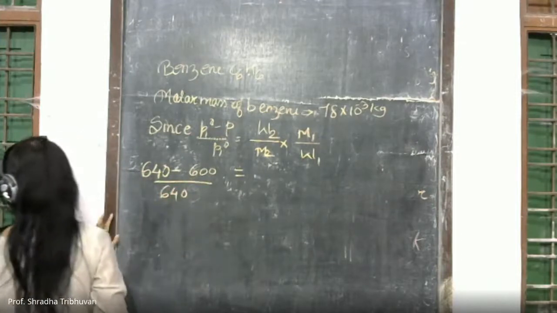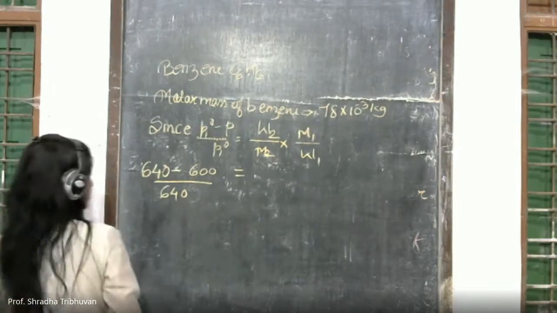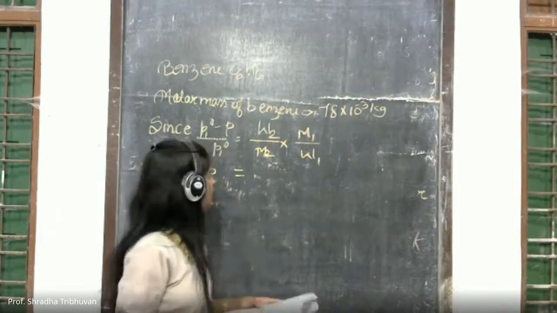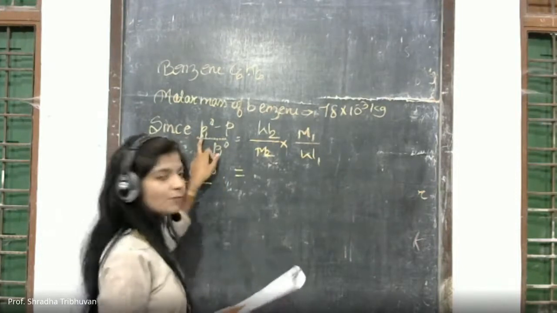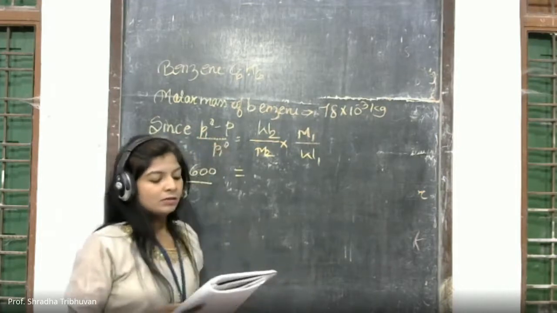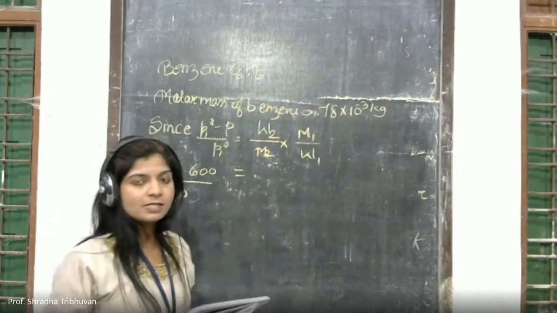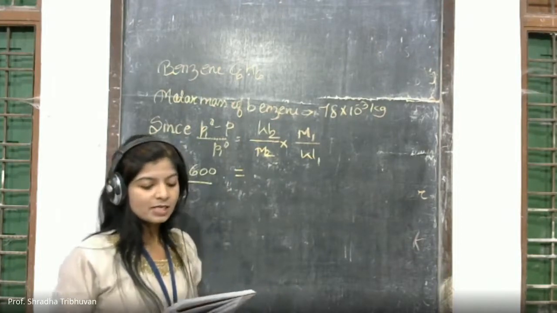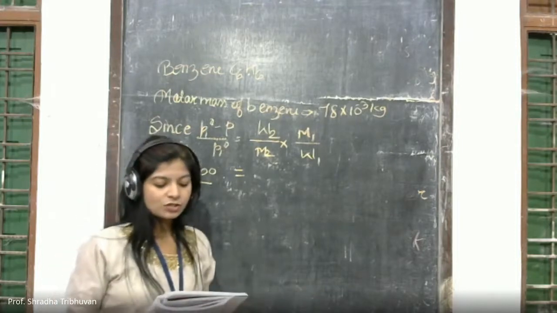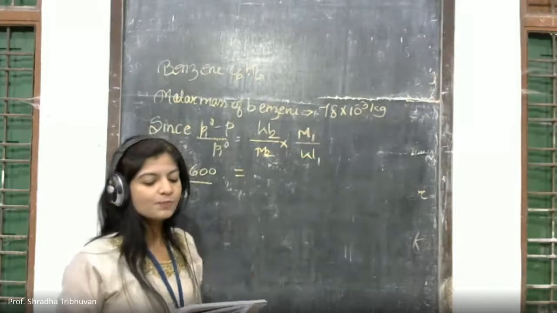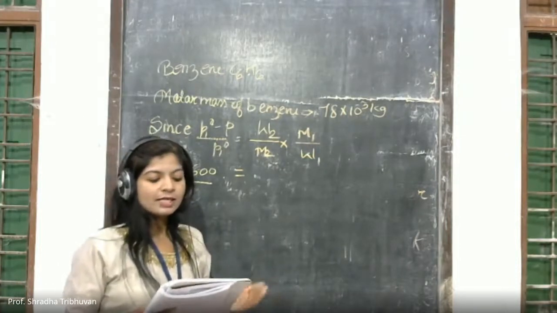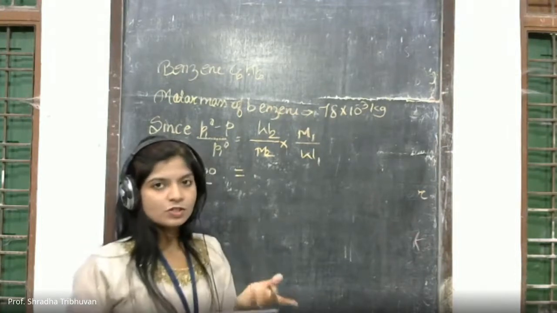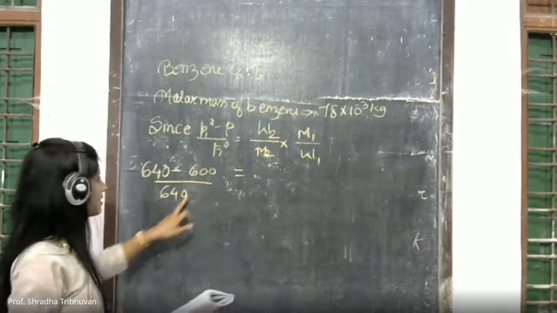Again I'll read the problem so that you all understand. The vapor pressure of pure benzene is 640 mm of Hg. If 2.175 into 10 raised to minus 3 kg of non-volatile solute is added to 39 grams of benzene, the mass of solute is provided. The vapor pressure of the solution, that is P, becomes 600 mm of Hg.